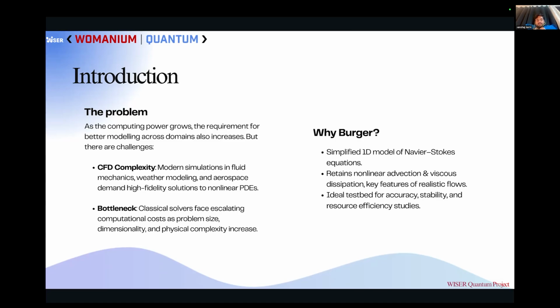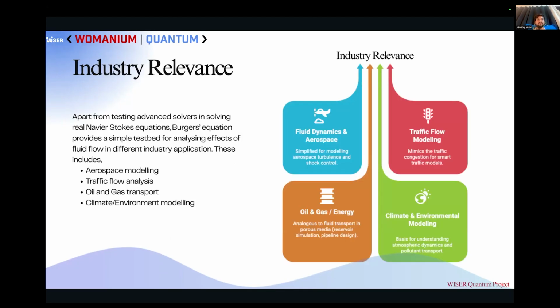CFD is a core part of the aerospace industries and most of the modeling industry, while the underlying equation that governs the solution is the Navier-Stokes equation, which is tedious to solve because we have non-linearities and pressure terms and so on. For industry relevance, it's very important to have a testing ground for different algorithms, and that is where the Burgers equation comes in. Burgers equation provides a simple test bed for analyzing the different effects of fluid flow, and it captures the essence of the Navier-Stokes equation.